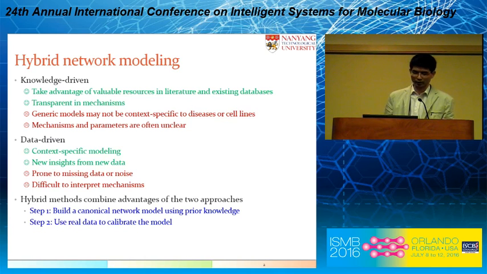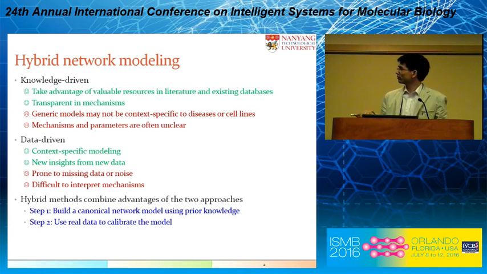Data-driven methods take advantage of the data, so they allow us to build context-specific models that are specific to a disease. And also, of course, as we know, new data can give us new insights that are not available in the existing knowledge. However, the limitation of data-driven methods is that they can be prone to missing data or noise, and this is a very important issue. Also, because data-driven methods are often a black box, it's hard to interpret the mechanistic insights. So we still don't know what's going on, even though we can capture some patterns in the data.